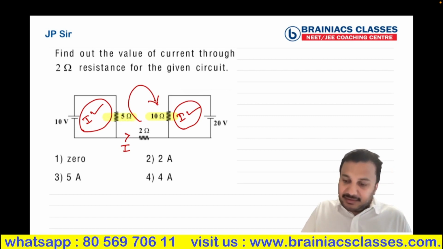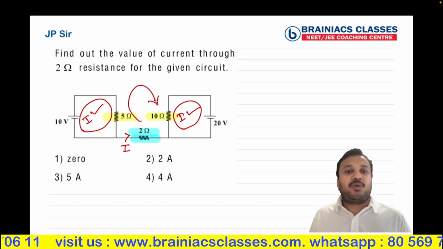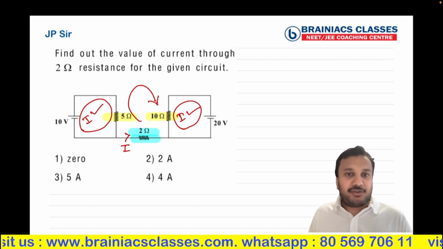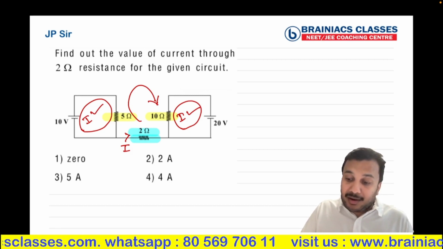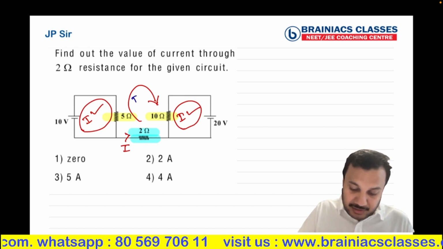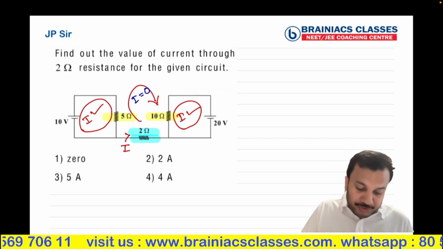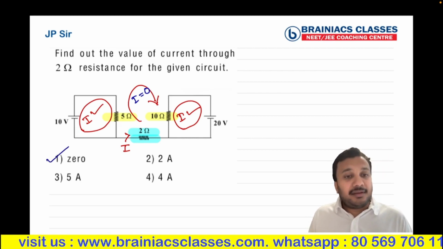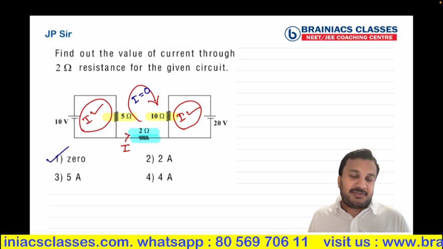But the current through the 2 ohm resistor, what is the value? It's an open circuit. In an open circuit, there is no current flowing through the circuit. So here current equals 0. So the answer to the question is option number 1. Answer is 0. Please remember this concept.